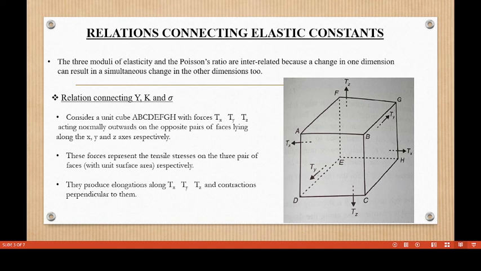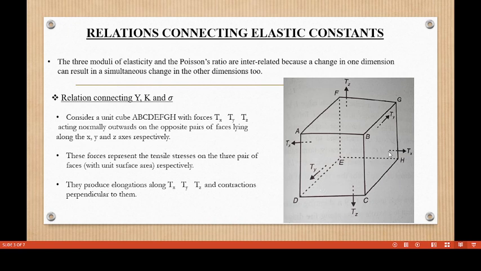So in the first case, we will be discussing the relation connecting the Young's modulus Y, bulk modulus K, and Poisson's ratio sigma. For this, consider a unit cube which has side 1 unit, and we have 3 directions on each of the opposite pairs of faces, that is x direction, y direction out of the plane, and z direction in the vertical direction.